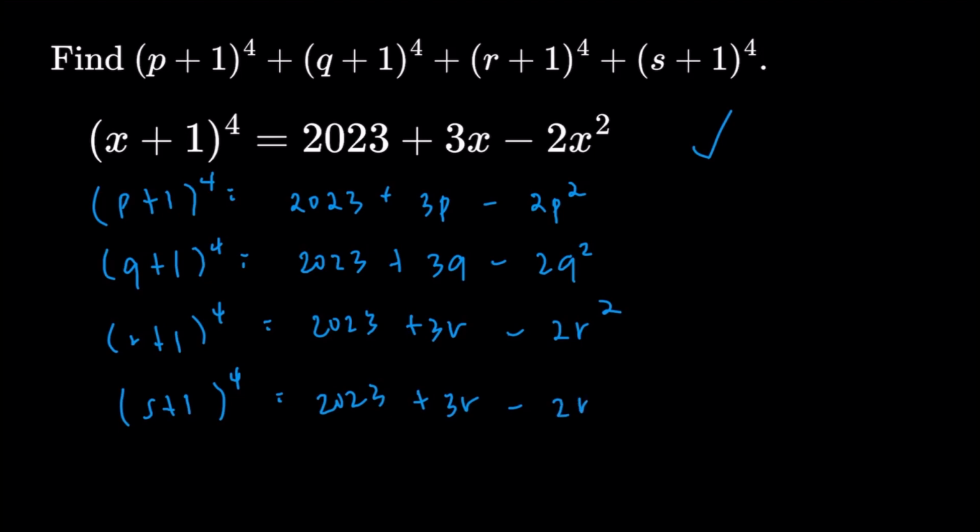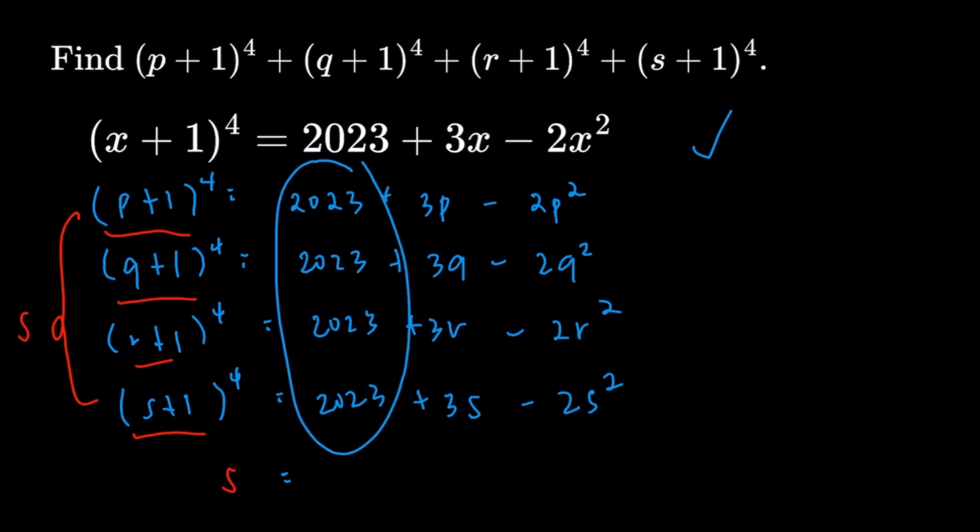All right. So it should be S here. So S. Okay. And take a look here. We have the fourth powers of 1 more than the root. So apparently we have to add both sides of these four equations. So I'm just going to call the sum of these four S. So this is the sum that we want. So S will be equal to four 2023s. That's going to give us 8,092.